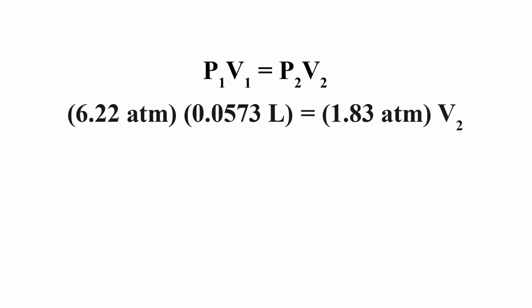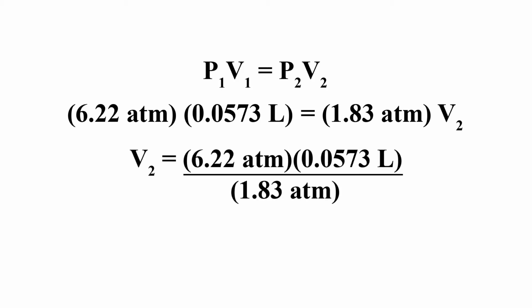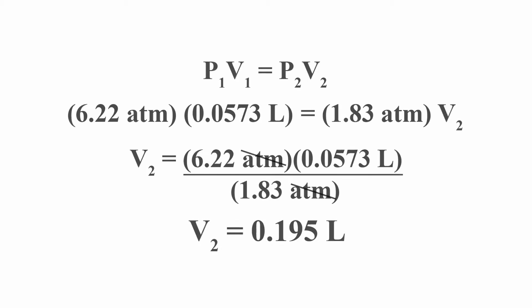Once again, you can solve this problem in the same manner that you did M1 V1 equals M2 V2. Since we're trying to find the final volume, all we have to do is divide the product of the initial pressure and volume by the final pressure, which results in 0.195 liters of oxygen. Let's move on to Charles' Law.